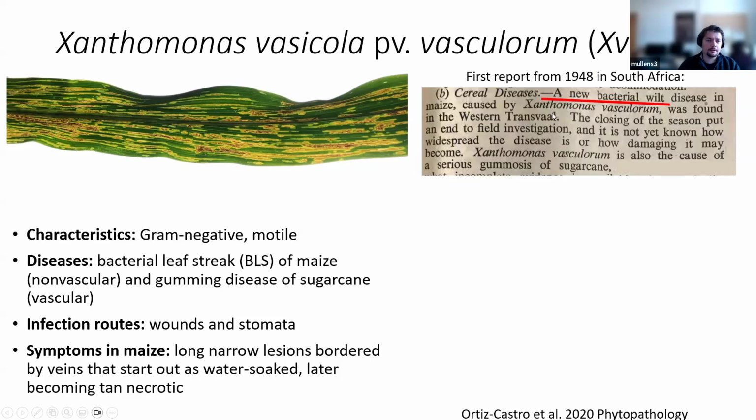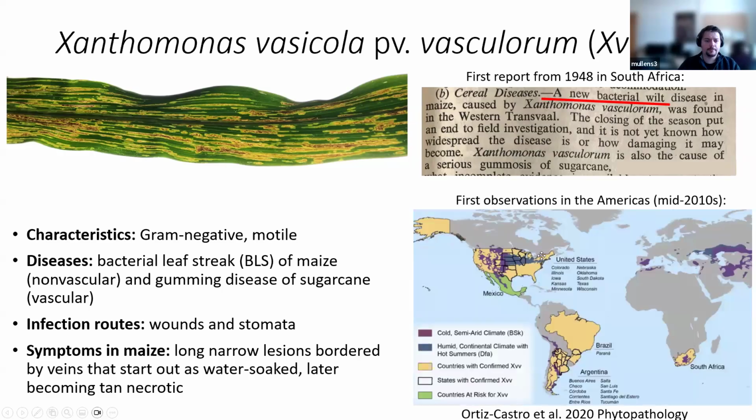It was first noted to cause disease in maize in 1948 in South Africa. Somewhat interestingly, in this first report, it was described as causing a bacterial wilt disease. And then it pretty much stayed in South Africa for a long time and then emerged in the mid 2010s in the Americas, of North and South America.